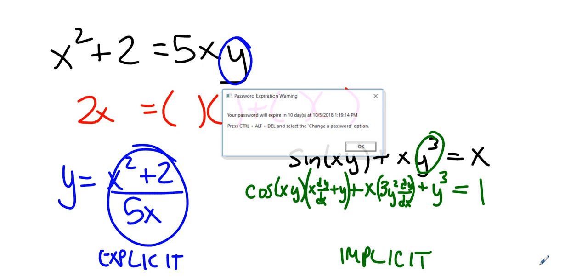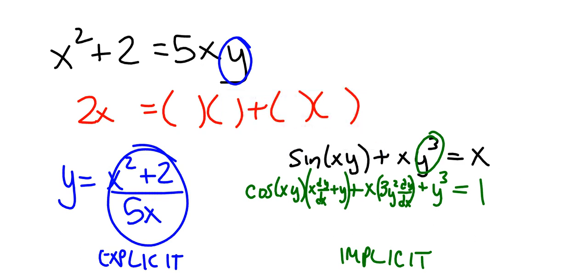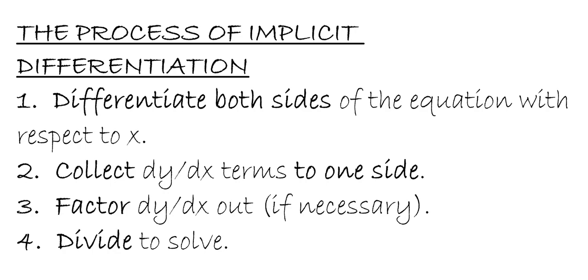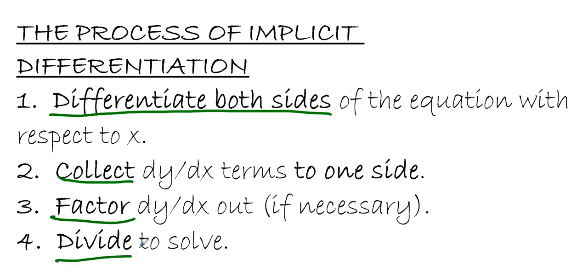So if it's not possible to isolate y, we do this process called implicit differentiation, and here's the basic idea. We differentiate both sides of the equation with respect to x. We use the chain rule where we need to. We use the product rule where we need to. We use the quotient rule where we need to. We take the derivatives on both sides with respect to x. We collect all the things with dy dx to one side. All the terms with dy dx go to one side. And then we factor out that dy dx and we divide.